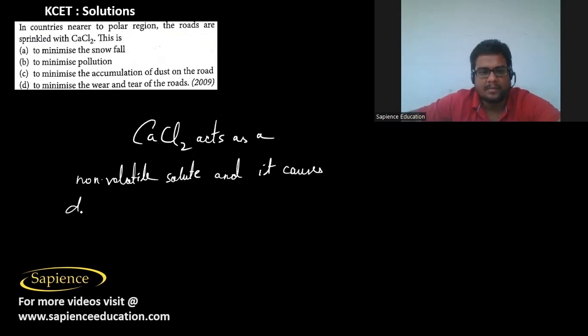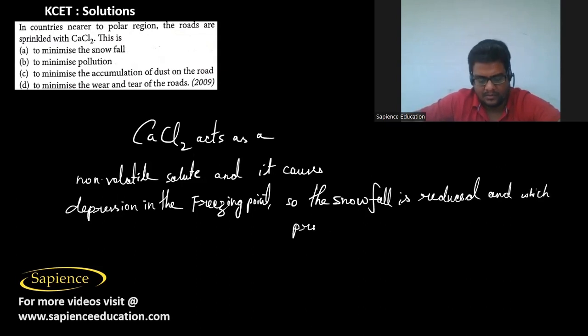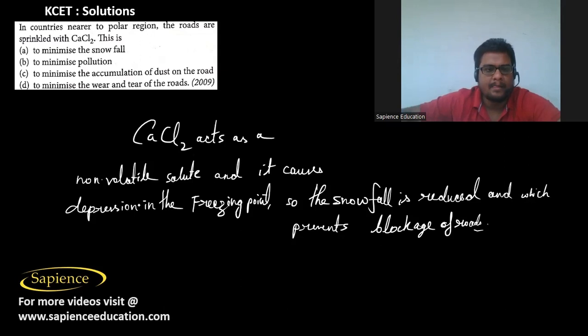It causes depression in the freezing point, and so the snowfall will be reduced, which prevents the blockage of the roads. So it means that option A is the correct answer.